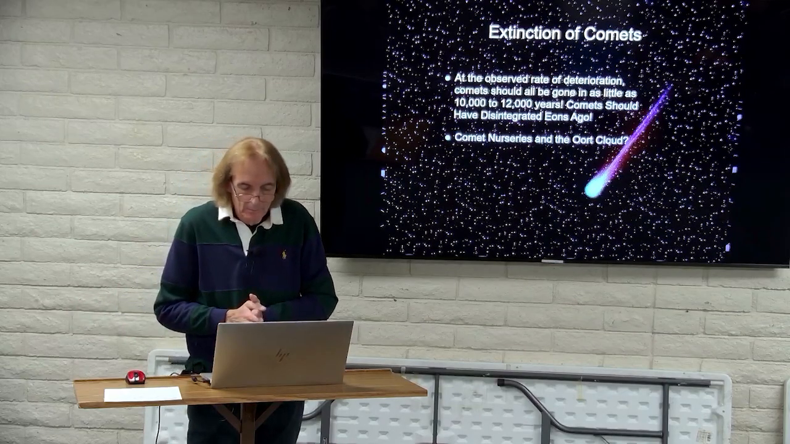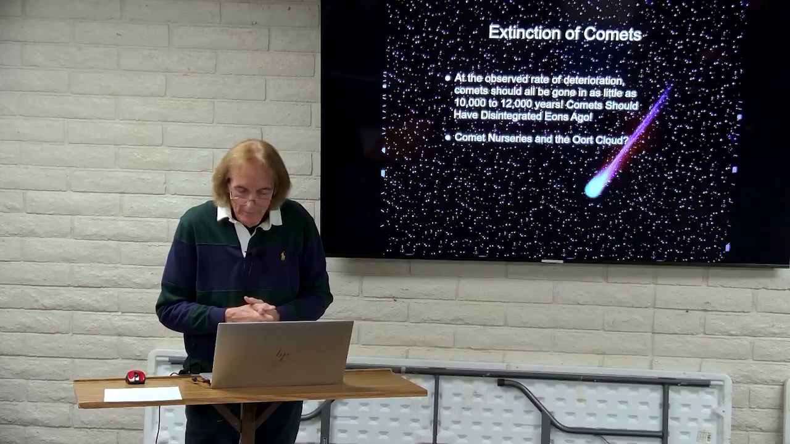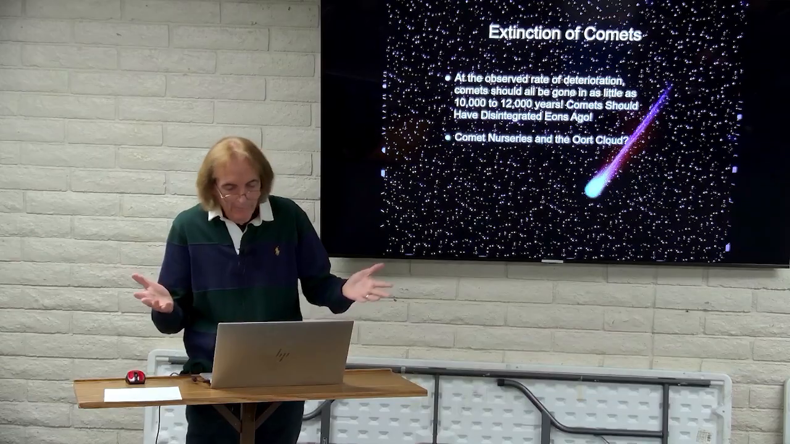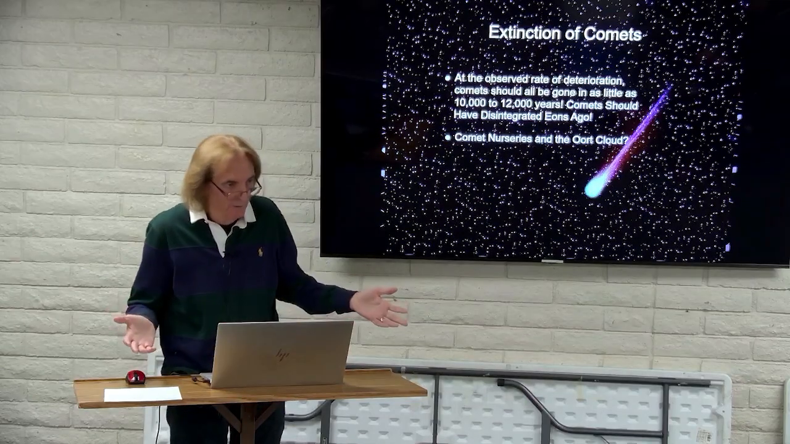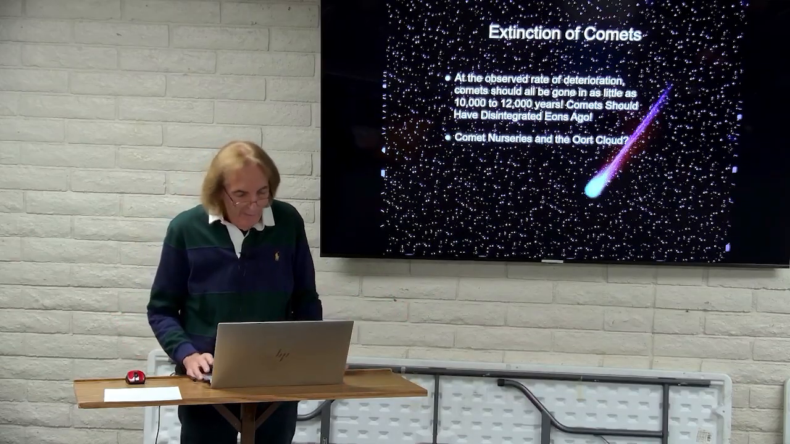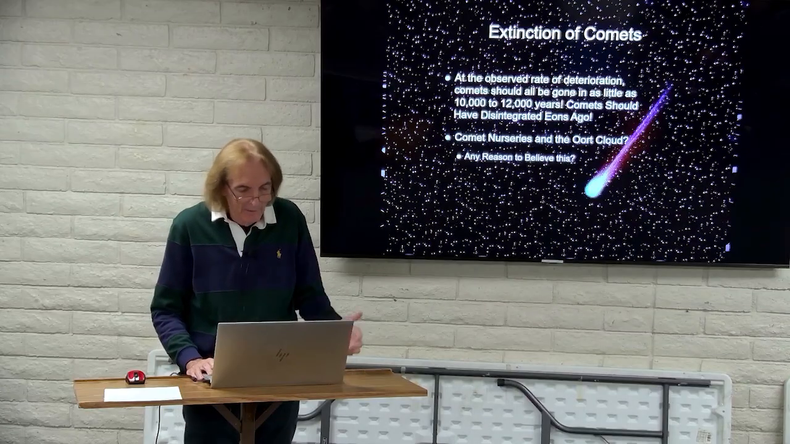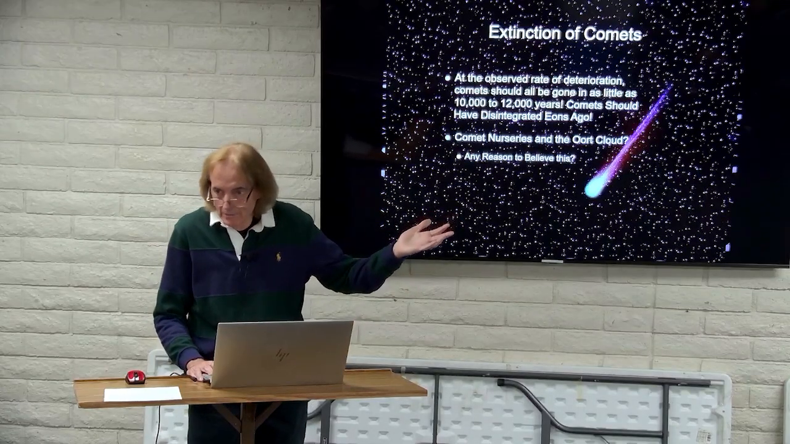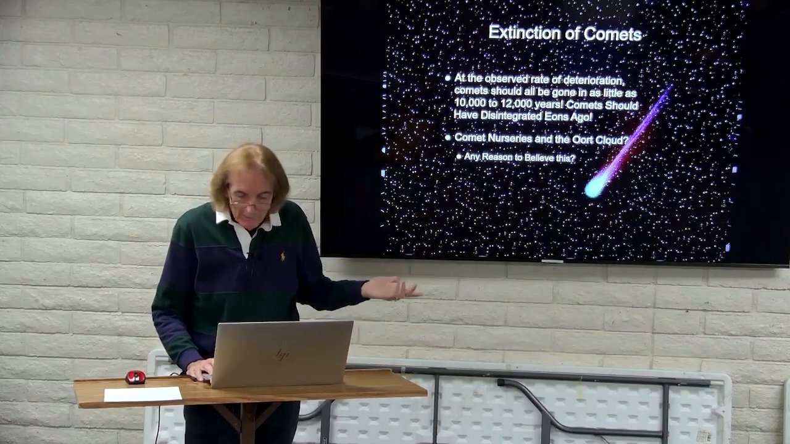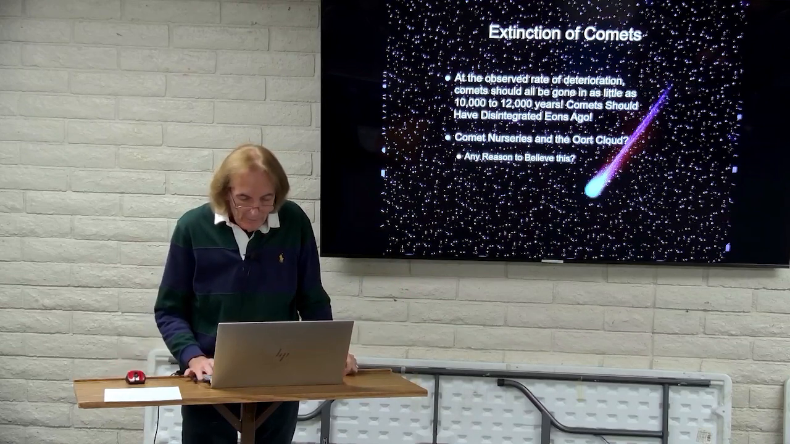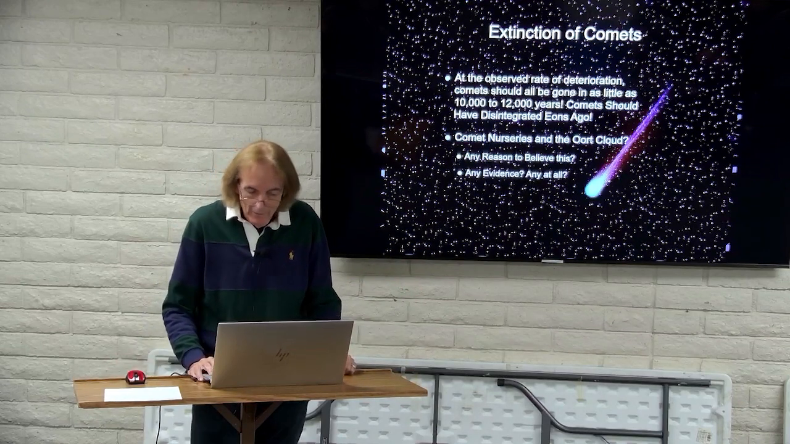When old solar system advocates are asked about the young solar system, their response is, oh, we've solved that. Comets are now being replenished by the Oort Cloud. Okay, so without any proof of this, they just say the Oort Cloud solves this. So is there any reason to believe this? Is there any evidence for an Oort Cloud at all, anywhere?